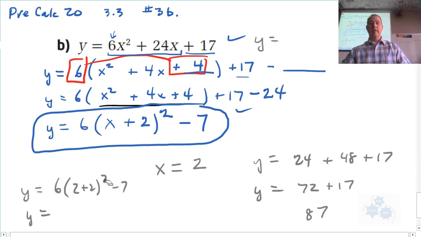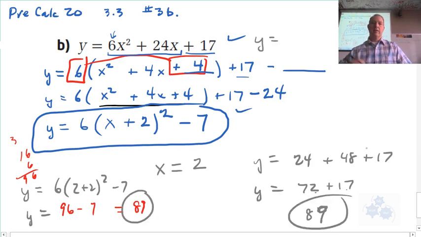So 4 squared is 16. What's 6 times 16? I think I did that wrong in my head. What's 6 times 16? 96, okay? 96. So 6 times 16 is 96, minus 7. 96 minus 7 is going to be 89. And of course, this over here is 89 too, so I messed up twice. 72 plus 17 is 89. There we go. So, still helpful to have a calculator, even if you're a teacher.